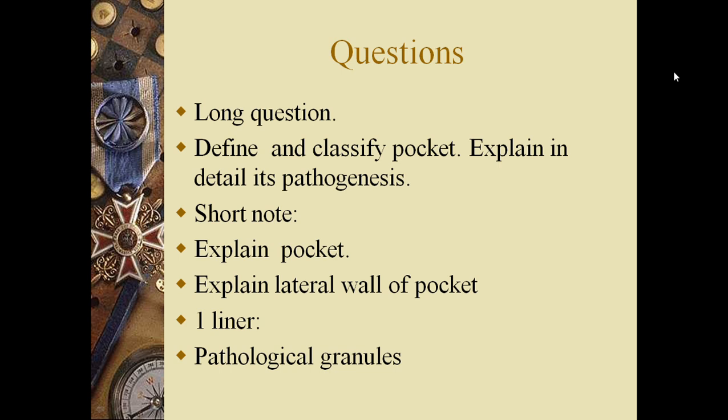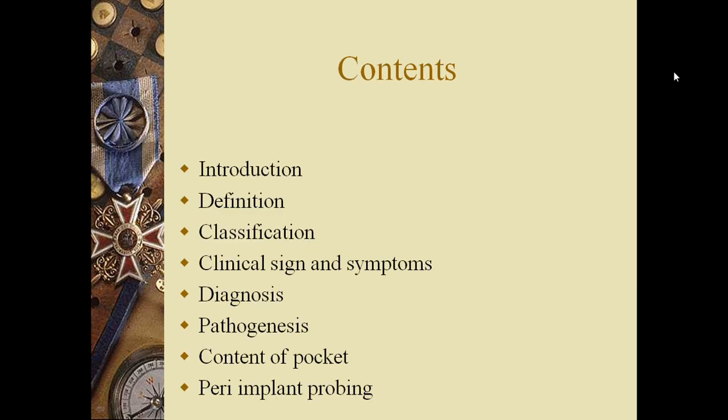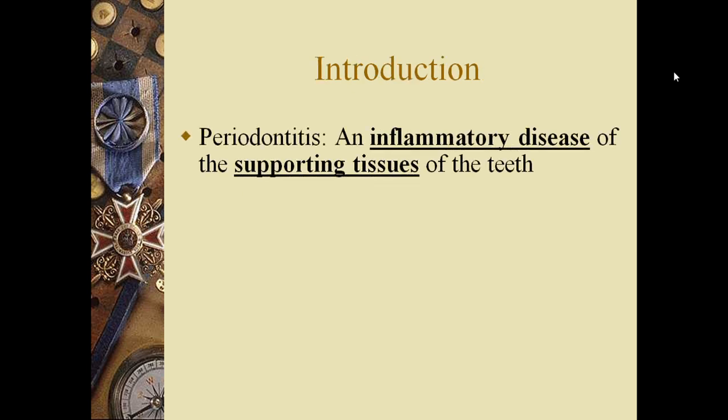The important questions that will come from this topic are given here on the screen. So first of all, we'll have a look into the content of the topic. First of all, we'll be seeing the introduction, definition, classification, clinical signs and symptoms, diagnosis, pathogenesis, content of the pocket, and peri-implant probing. Now coming on to the introduction.